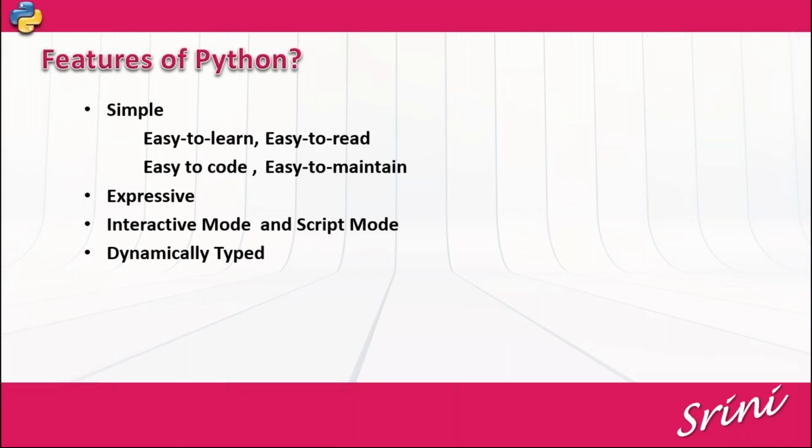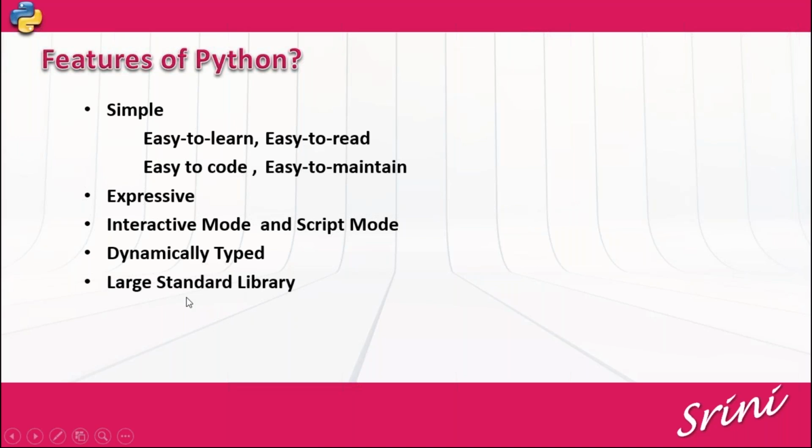But in Python, you need not declare a variable. At the time of assigning the value, the variable is automatically created and it decides its nature and works with it. It works on dynamic semantics. So Python is a dynamically typed programming language.